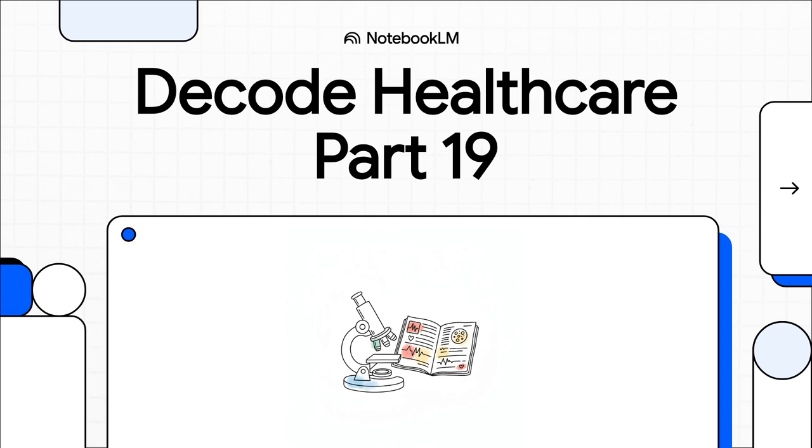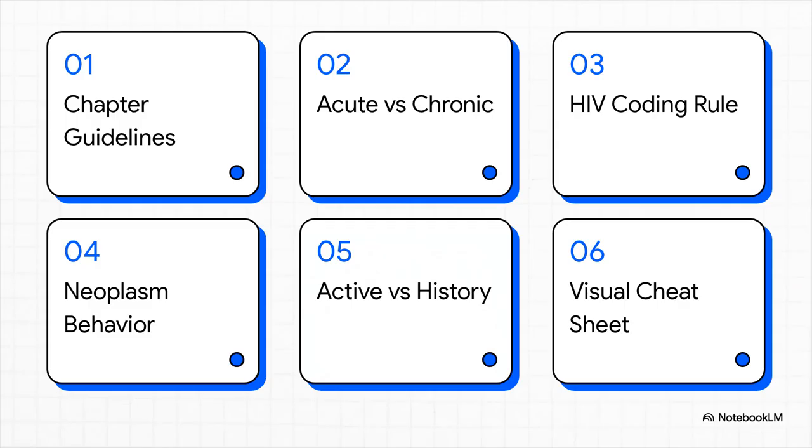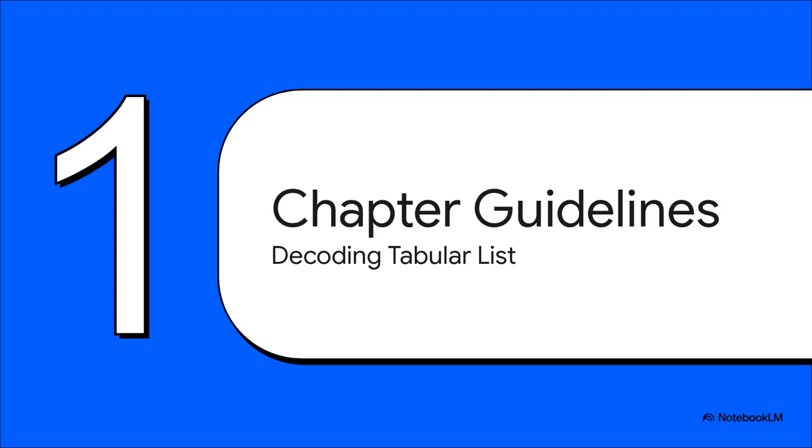These rules are absolute game changers, and mastering them is going to make sure you don't lose easy points on test day. Here's our roadmap for today. We're going over chapter-specific guidelines, tackling acute versus chronic infections, decoding that tricky HIV rule, breaking down neoplasms by behavior and site, and separating active cancer from history. Stick around for a visual cheat sheet at the very end. All right, let's jump right into mastering chapter-specific guidelines and decoding that tabular list.